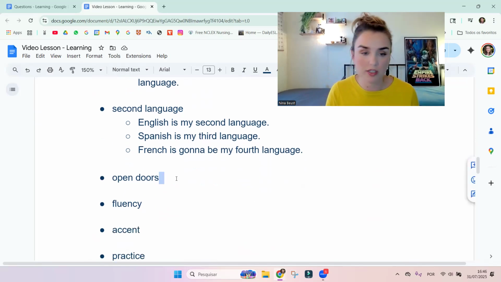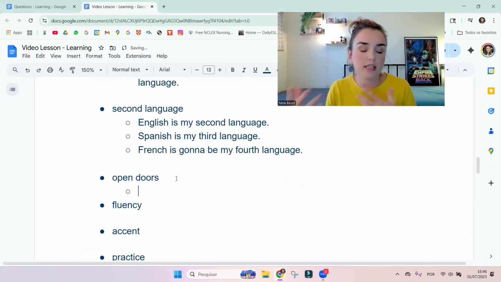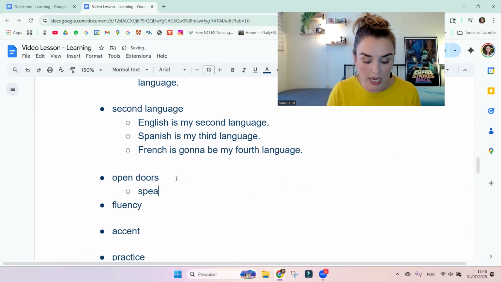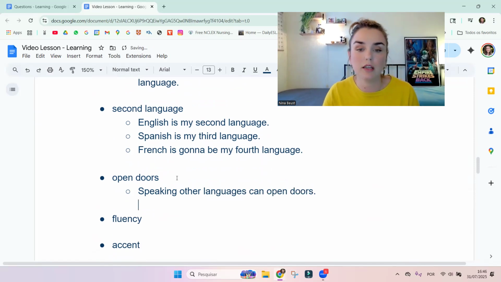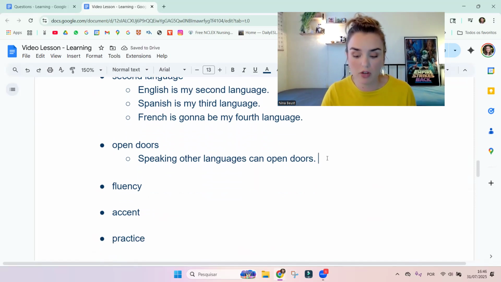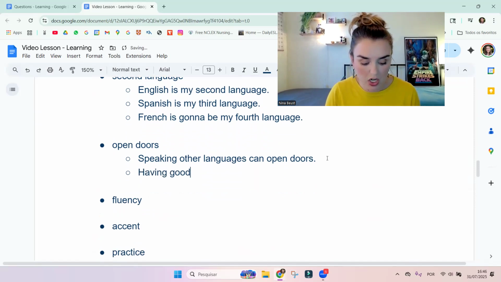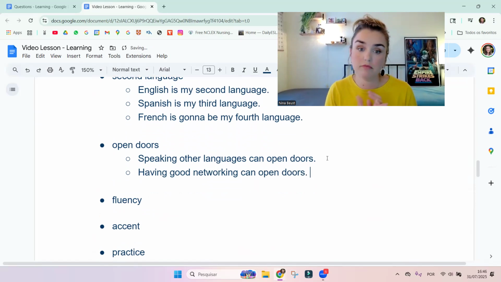And opens doors, like abrir portas. It's the same expression that we have in Portuguese. So speaking other languages can open doors, okay? Having good networking can open doors. Repeat with me, okay?